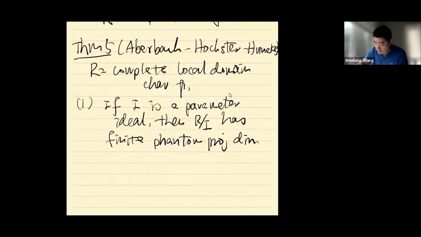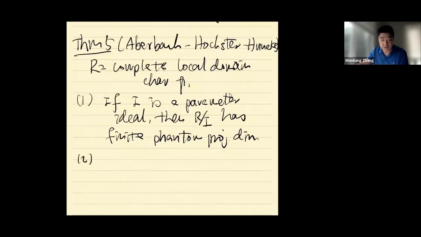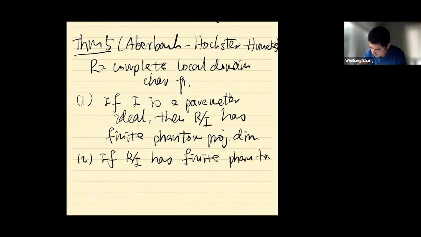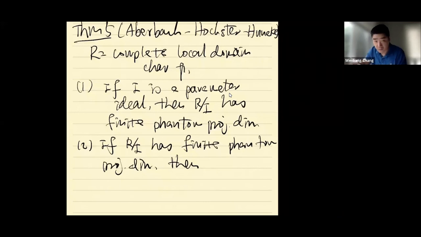Now the second part relates to the localization problem. So if R mod I has finite phantom projective dimension, then tight closure commutes with localization for this particular I. So that means W inverse I star is the same as (W inverse I) star for all possible multiplicative closed sets W. Okay. So if you combine the two parts together, that shows tight closure commutes with localization for parameter ideals. Okay. So how do we prove this?